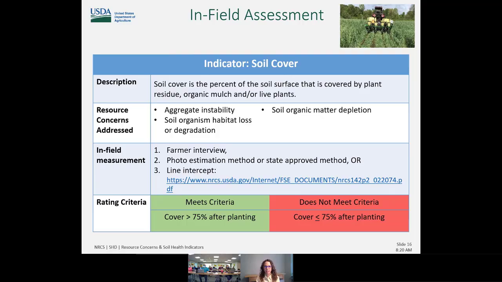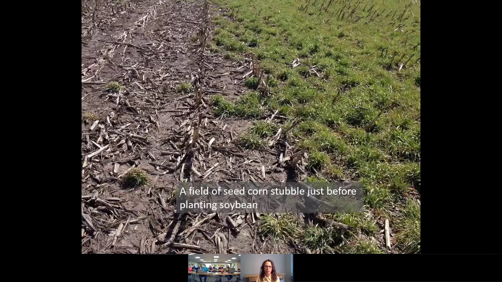So the rating criteria: soil cover will meet the criteria if it's greater than 75% after planting, and will not meet the criteria if it's less than or equal to 75%. This is just an image of a field of seed corn stubble just before planting. On the left-hand side is the crop residue remaining from the corn. And then on the right, you have cover crop in there as well. So you can compare what very close to 100% might look like versus lower percent soil cover.